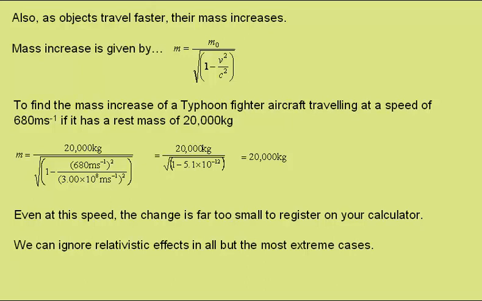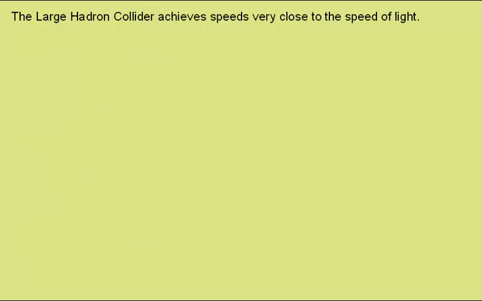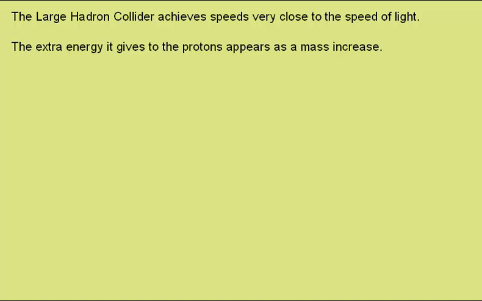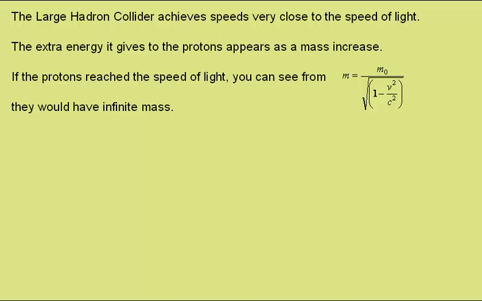This shows us that we can ignore relativistic effects in all but the most extreme of cases. The Large Hadron Collider does achieve speeds very close to the speed of light, so they need to consider relativistic effects. The extra energy it gives to the protons appears as a mass increase, not a speed increase. If the protons reach the speed of light, you can see from this expression that this would be c squared over c squared. Anything divided by itself is 1, meaning this bottom section would be 1 minus 1, or 0. The square root of 0 would be 0, and anything divided by 0 is infinity. So the protons would have infinite mass. They would require an infinite force to get them to infinite mass, and so this is clearly not possible. And another consequence of Einstein's laws is that anything with mass cannot travel at the speed of light.